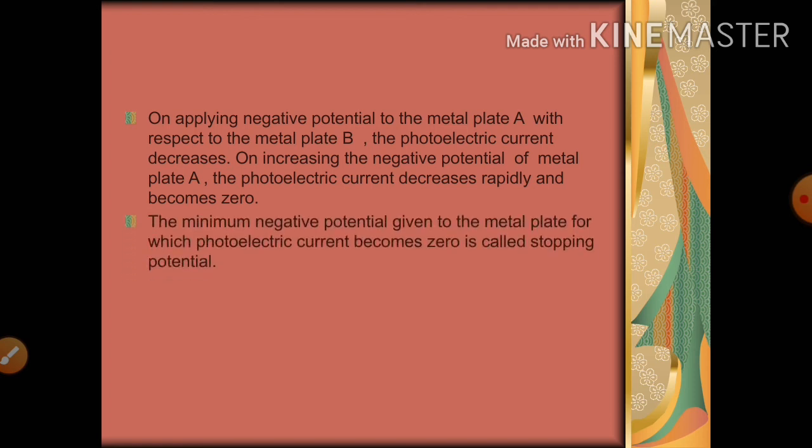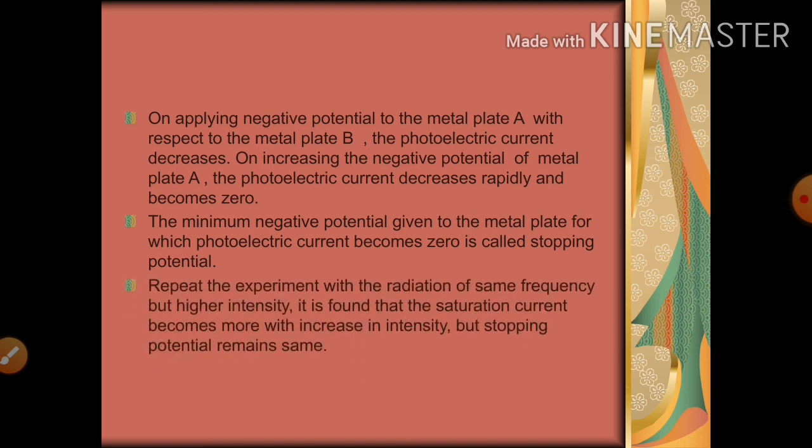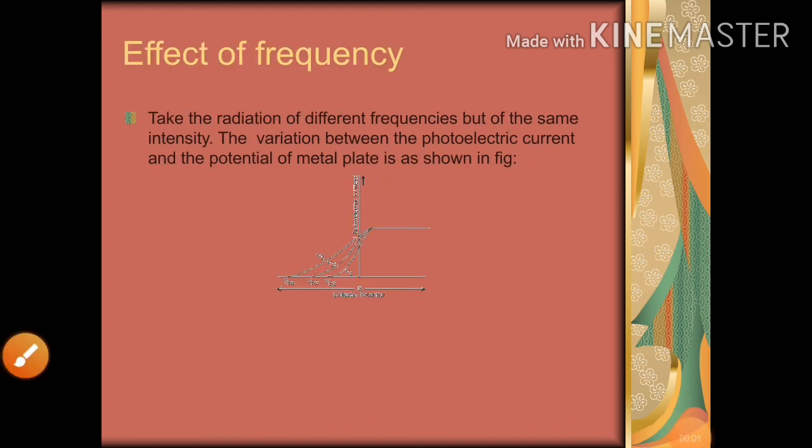The minimum negative potential given to the metal plate for which the photoelectric current becomes zero is called the stopping potential. Repeat the experiment with radiation of the same frequency but higher intensity. It is found that the saturation current becomes more with increase in intensity. Stopping potential remains the same.